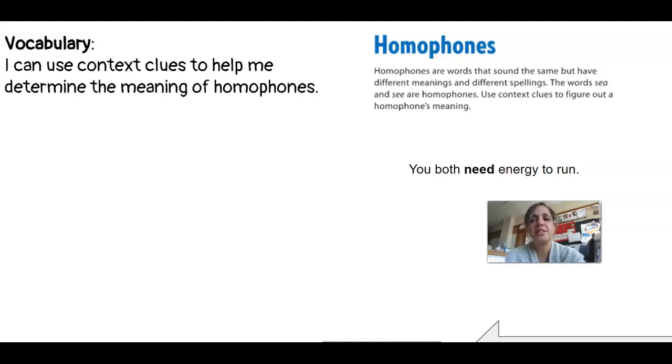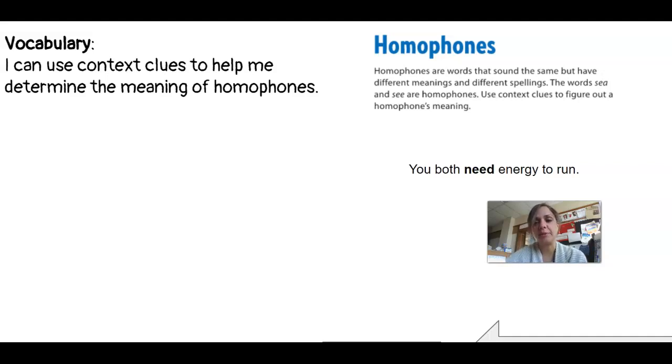So we can use context clues to figure out a homophone's meaning. For example, if I like to swim in the sea, then that tells me that sea is the water. Or if I tell you I see dolphins, that tells you that I'm using my eyesight.